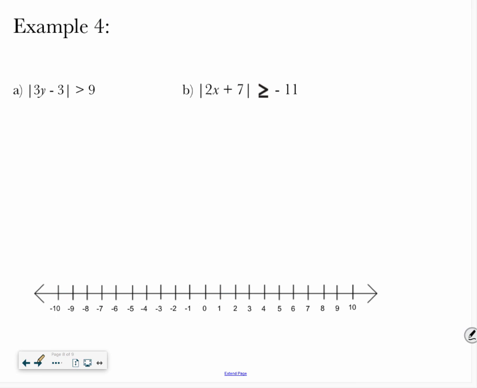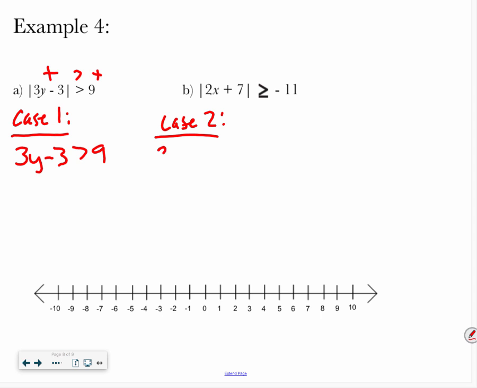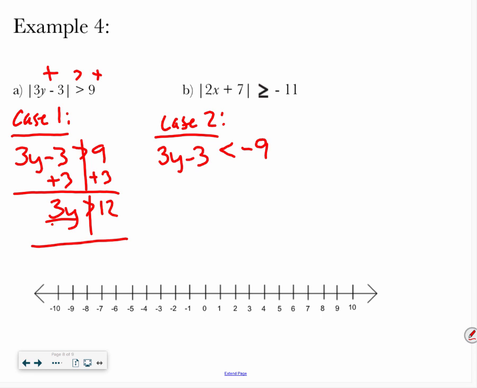Alright, example 4, we have a positive number is greater than a positive number. That's possible, so let's keep solving. We have case 1: 3y minus 3 is greater than 9. Case 2, we have 3y minus 3. Flip my sign so I can change that to a -9. So 3y minus 3 is less than -9. If I add 3, I have 3y is greater than 12. If I divide both sides by 3, I have y is greater than 4.